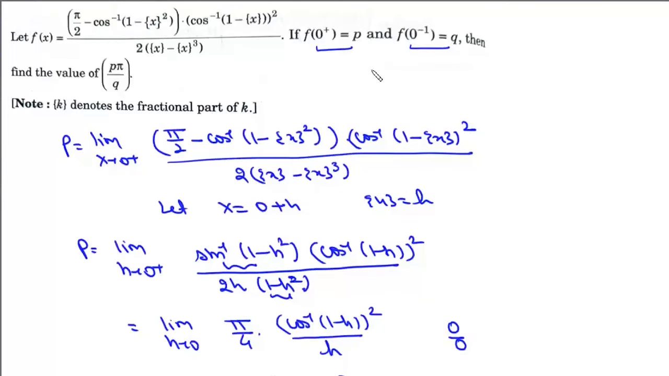Now we need to find the value of p pi by q. Now p is pi by 2, so this is pi square by 2, and q is pi square by 8, so this value is 4. So answer to this question is 4.